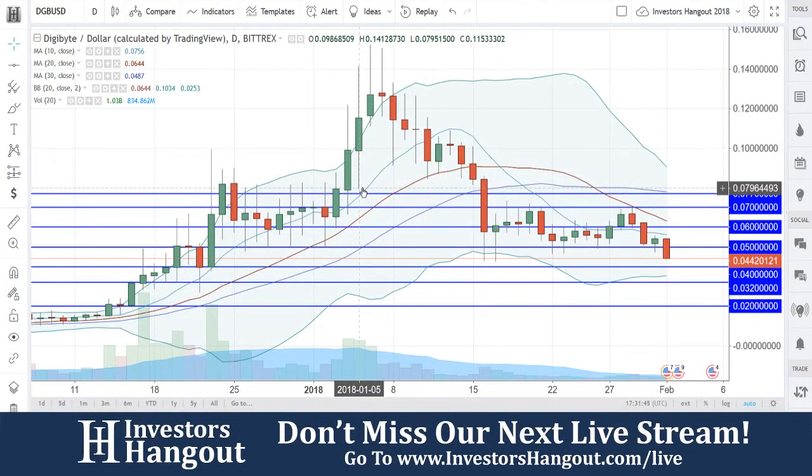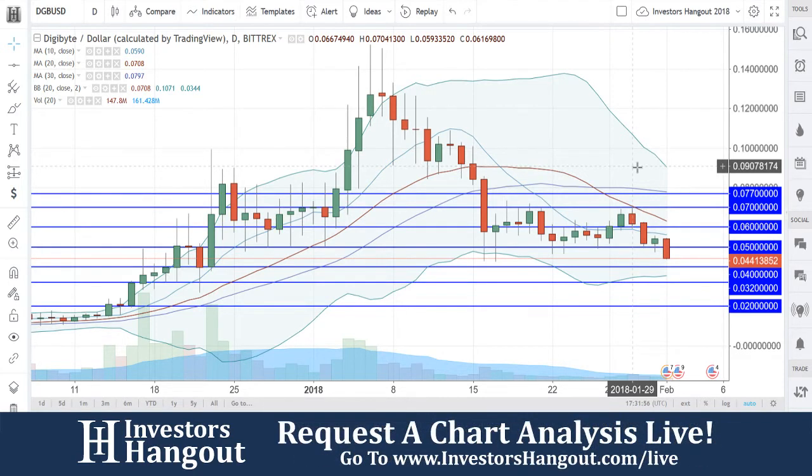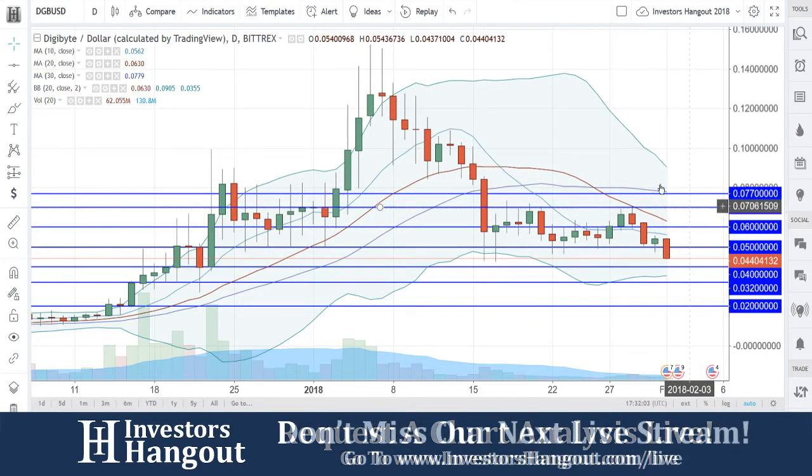Taking a look at DGB USD right now at 0.0442. I'm going to keep these numbers flat like I've been doing lately to make it a lot easier for you guys to read. So 0.04, 0.0320, and 0.02 are going to be levels of support underneath this. You guys are currently sitting at 0.0441. Like I said, a little bit of support there.